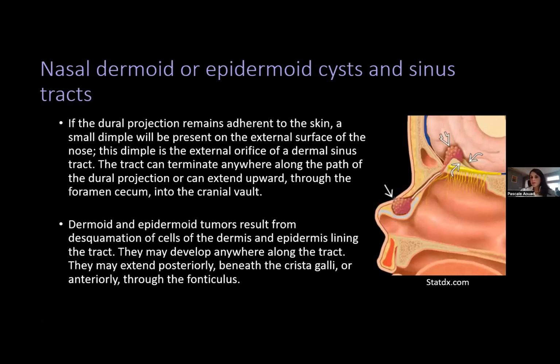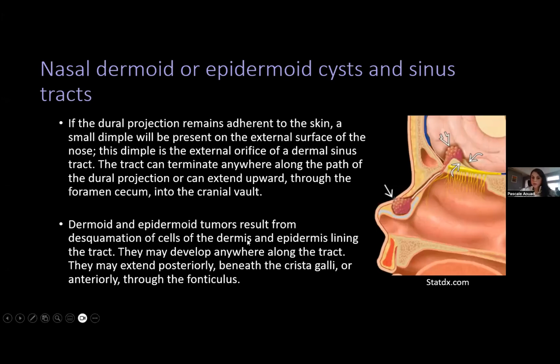Now, nasal dermoid and epidermoid cysts and sinus tracts in this region: if the dura projection remains adherent to the skin, there will be a small dimple at the external surface of the nose. This dimple is the external orifice of the dermal sinus tract, and the tract can terminate anywhere along the path of the dura projection and can extend upward through the foramen cecum into the cranial vault.